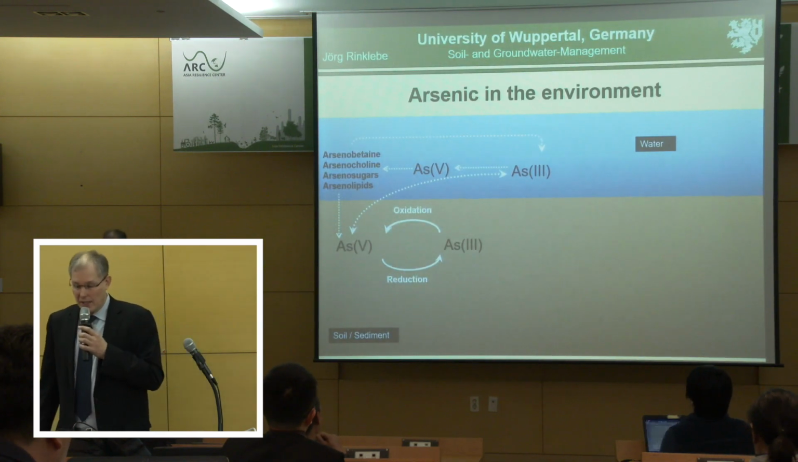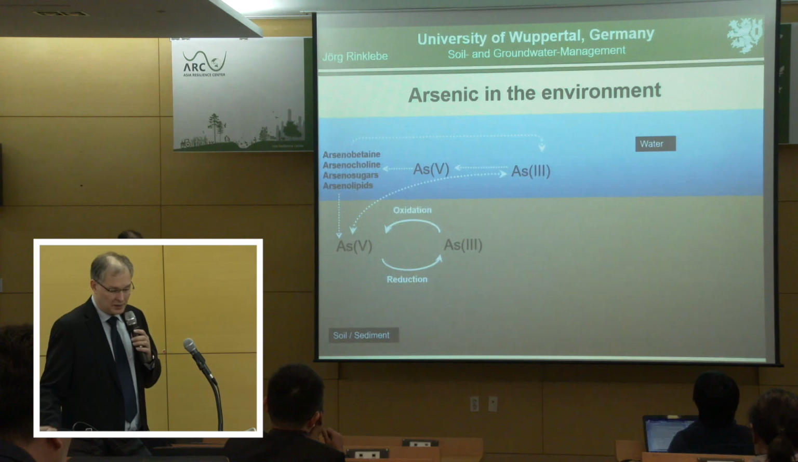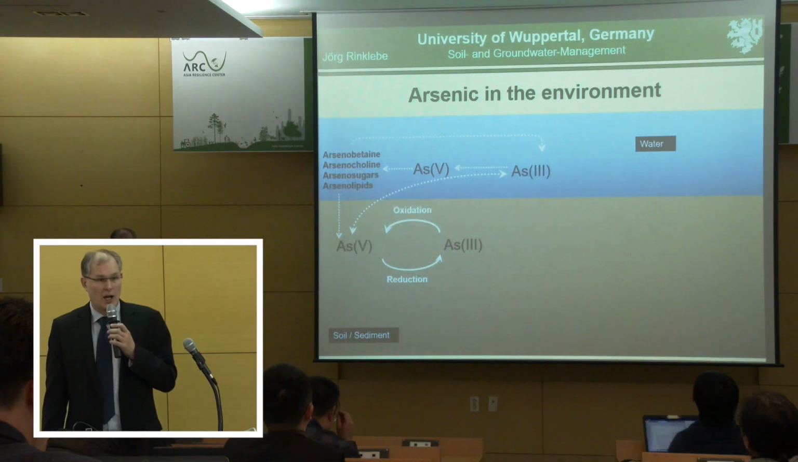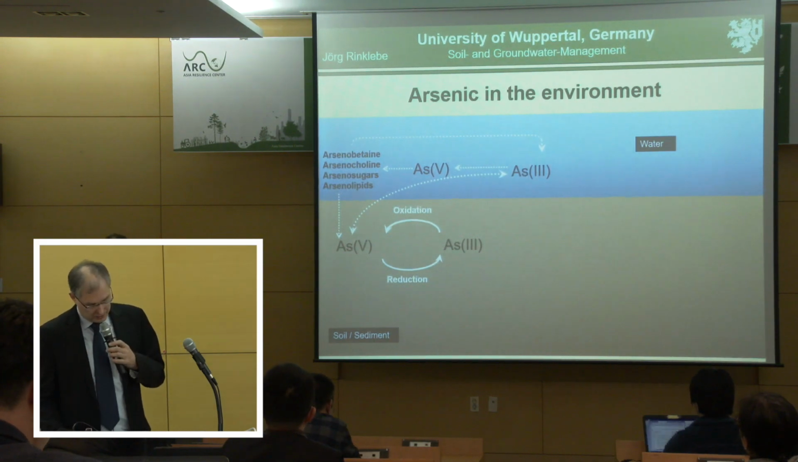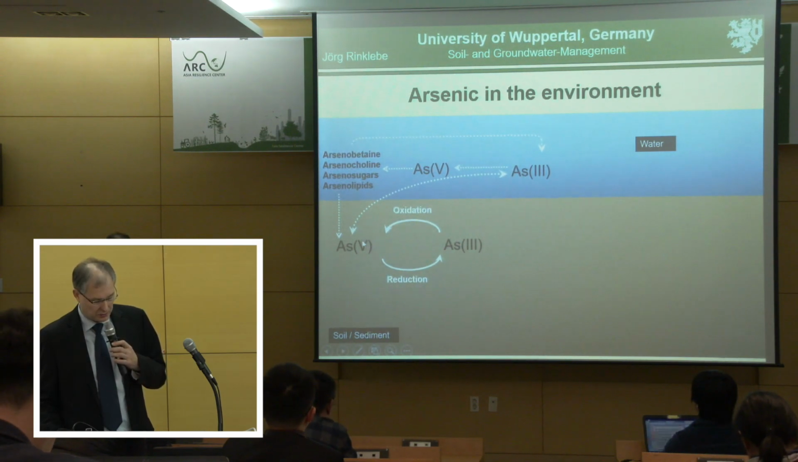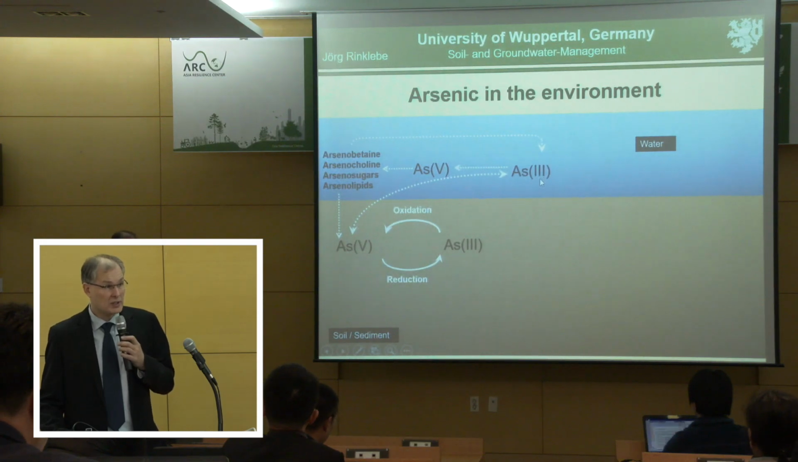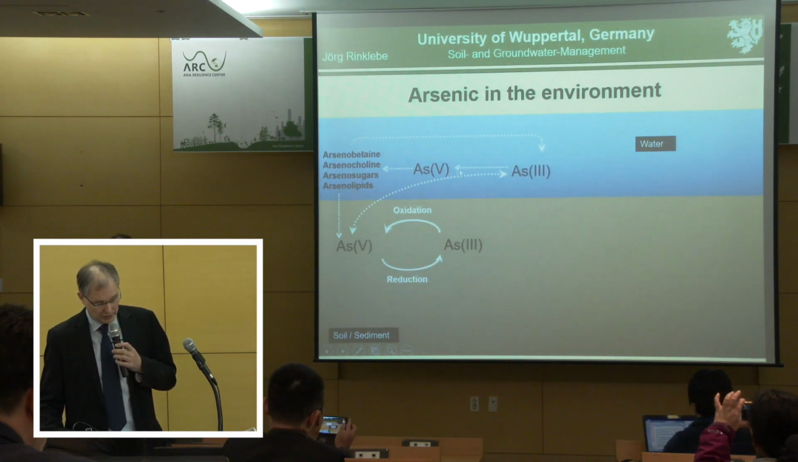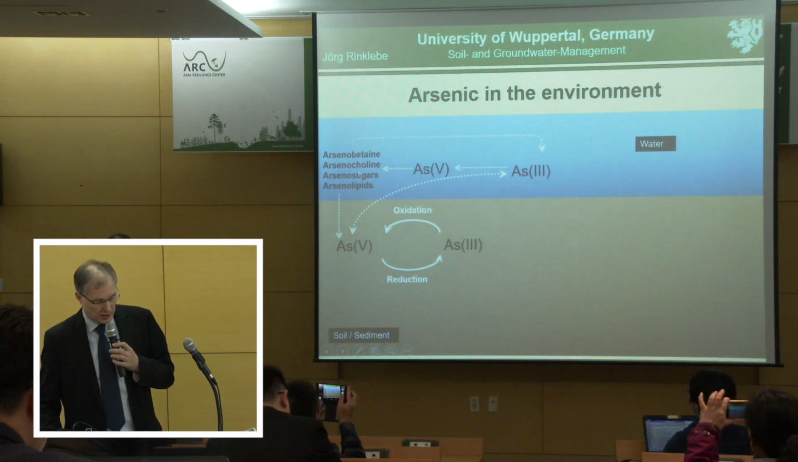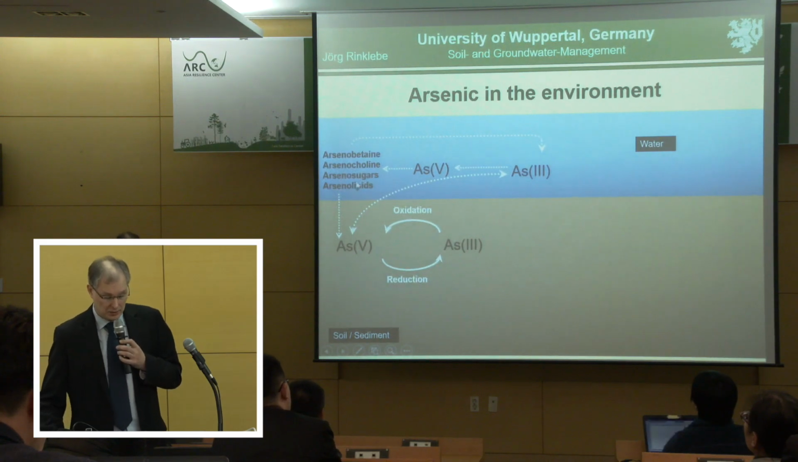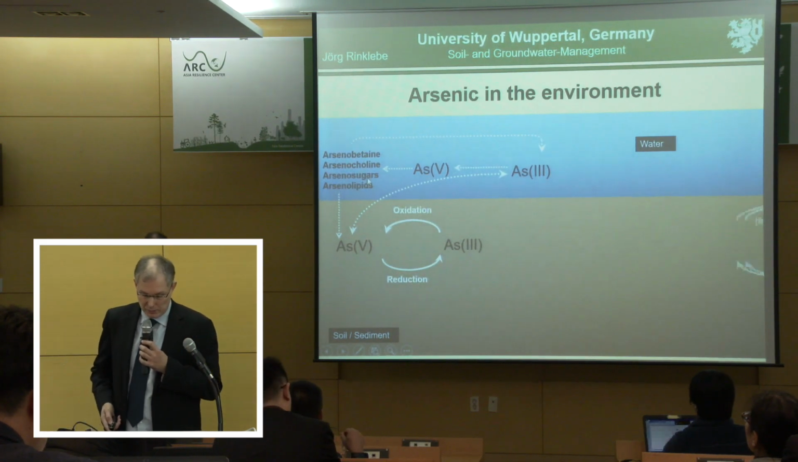So the next story is a little bit about arsenic. Basically, in the soil-water interface, we find arsenic 3 and arsenic 5. As you can see here, arsenic 5 can be reduced to arsenic 3, and arsenic 3 can be oxidized to arsenic 5, and both happen in the soil as well as in the water, and of course we have a lot of interactions at the soil-water interface.